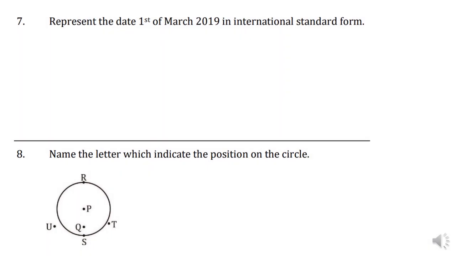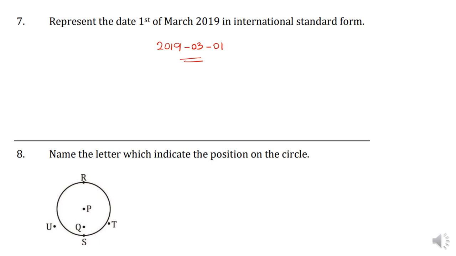Represent the date 1st of March 2019 in International Standard Form. So in this one, we write first the year and then the month in 2 digits and the date in 2 digits. We have to write in 2 digits, right? The year should be 4 digits, right? So March means the 3rd month.